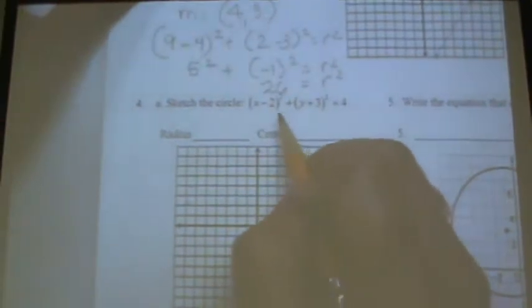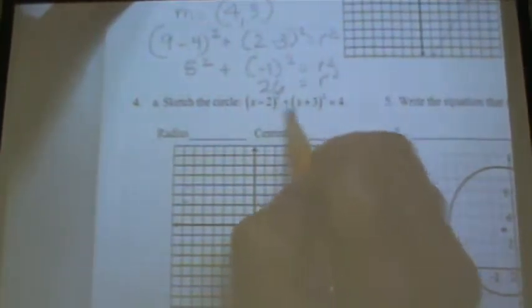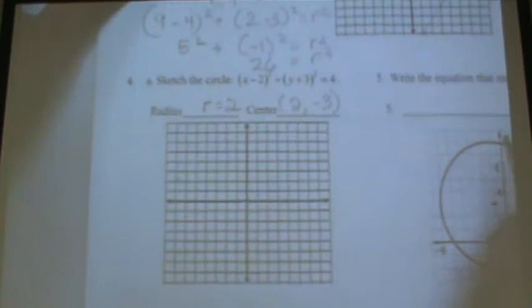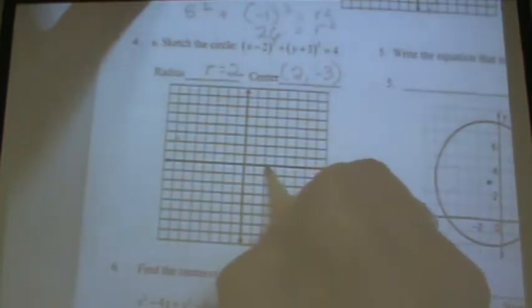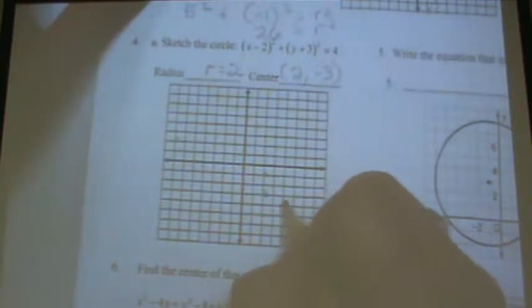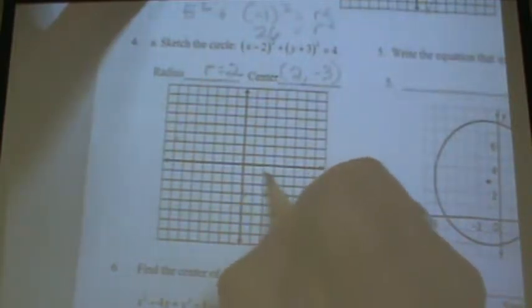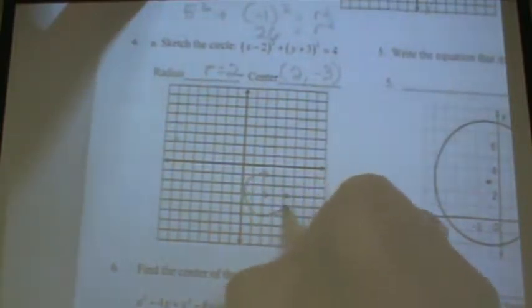Sketch the circle. Where's the center? It's at 2, -3. And your radius is not 4, it's the square root of this. So you're going to go 2, down 3, and up 2, down 2, left 2, right 2. That's easy. That's it.